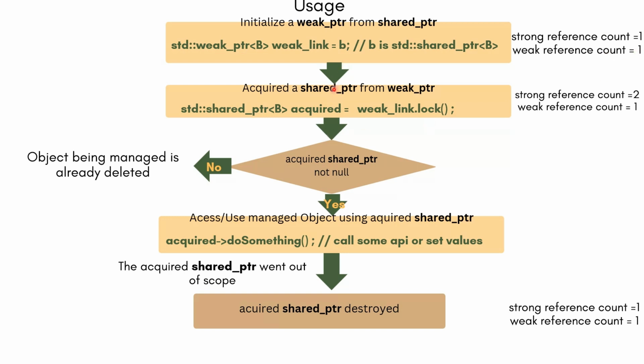So next step is how to use it. You have to acquire shared pointer from the weak pointer using the lock API. Here the strong reference count also increases. It will be 2 and weak reference count is 1.